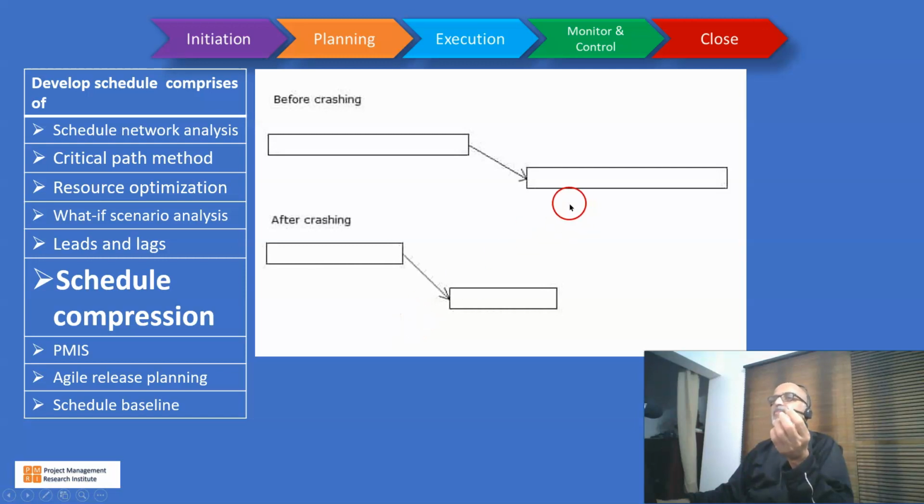Then we have crashing, because here the second activity can be done only after the first activity. But if we put more resources into these activities, or if we can automate it, or if after doing an alternatives analysis I can find ways and means of compressing the activity duration, that process we call crashing. So after crashing, the duration of the first activity is reduced, the duration of the second activity also is reduced, so the overall schedule duration is also reduced. So in order to achieve schedule compression, we may do crashing and fast tracking of activities on the critical path so that the schedule duration can be compressed.